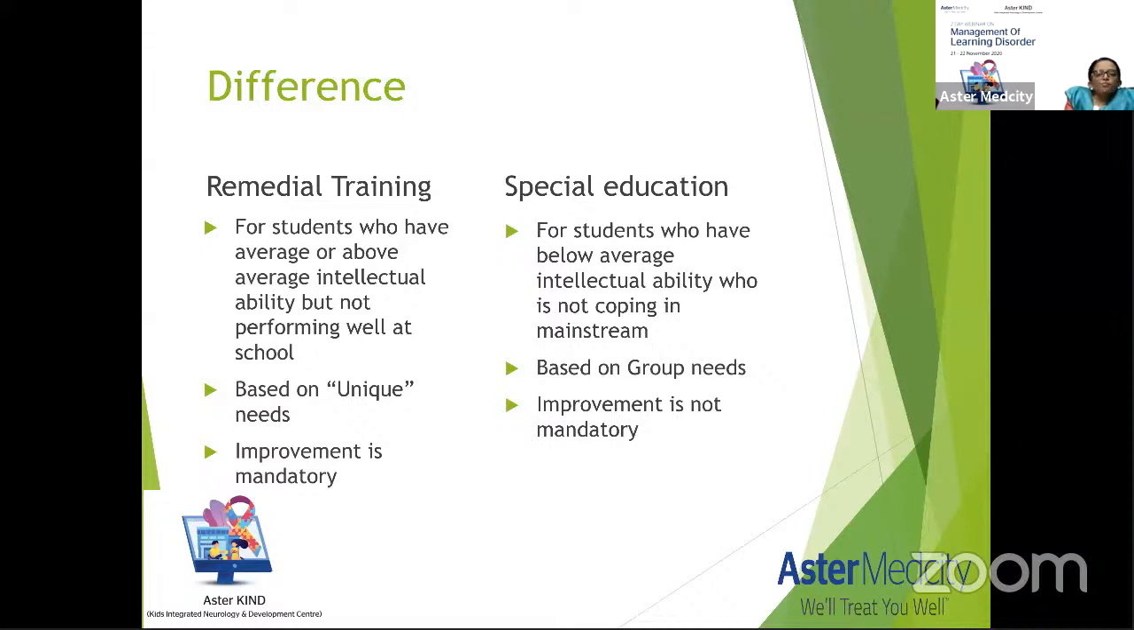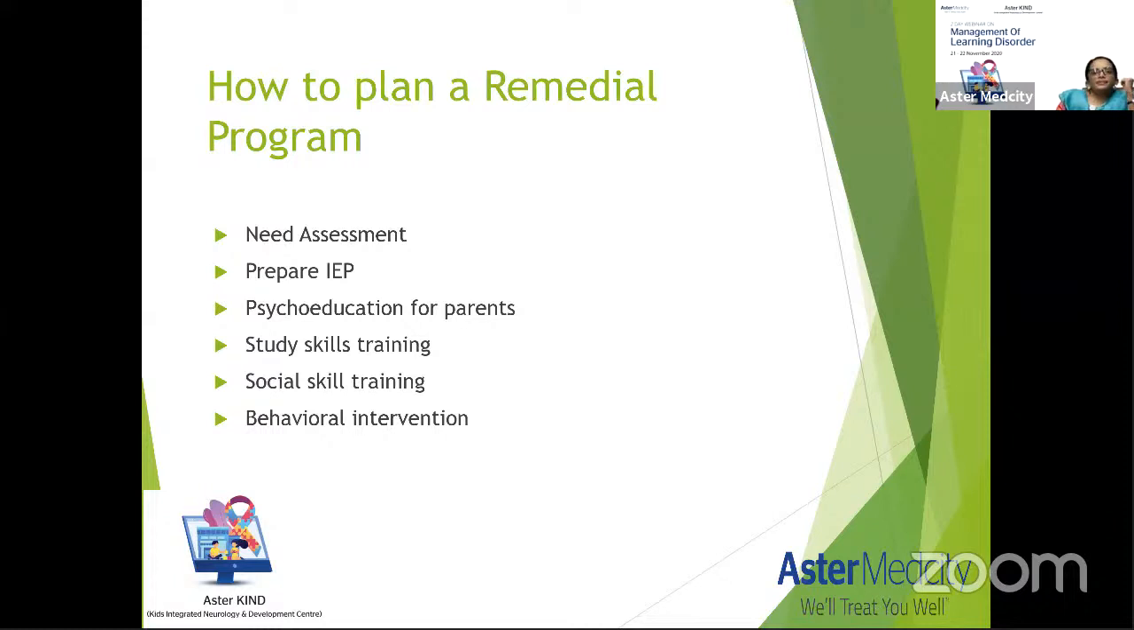And the last thing is that improvement is mandatory. In remedial training, if we are giving proper remedial training to a learning disabled child, then we must show improvement. He must show improvement after 6 months. So improvement is a must in remedial training. If the child is not improving, then we must check for any other issues. In special education, improvement is not necessary. Next we will go to how we can plan a proper remedial program.